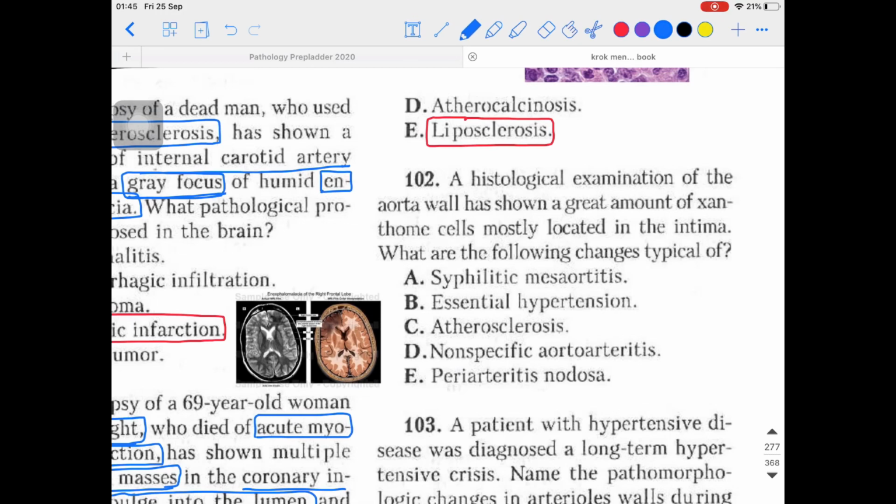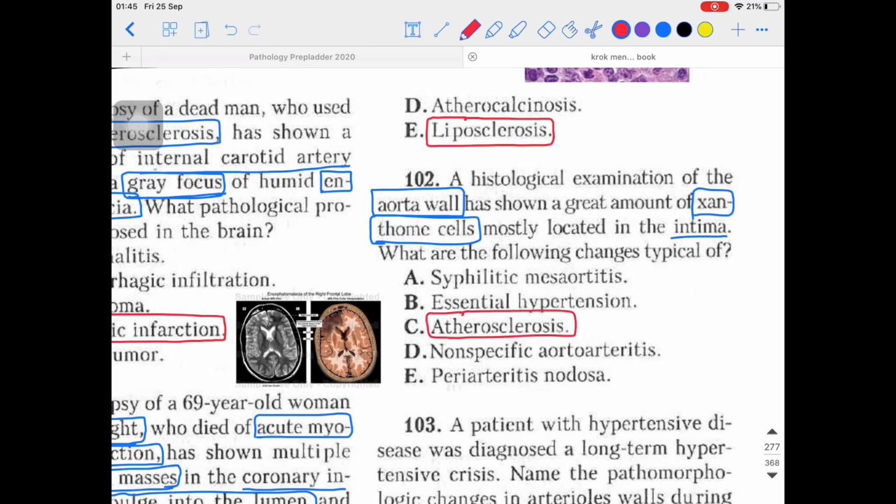102. Histological examination of the aorta wall has shown a great amount of xanthoma cells, mostly located in the intima, the tunica intima, the innermost layer of the blood vessel. What are the following changes typical of? So it's very easy. Xanthoma cells are the characteristic finding of atherosclerosis. Now you know the process of atherosclerosis.